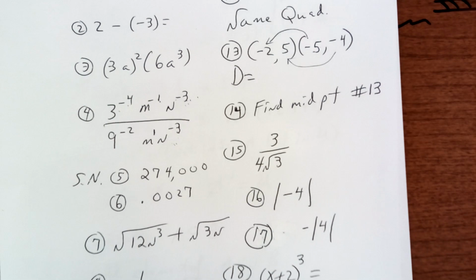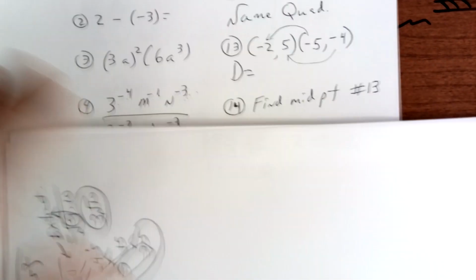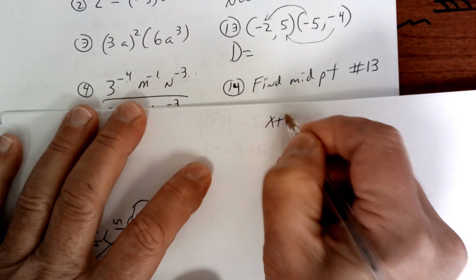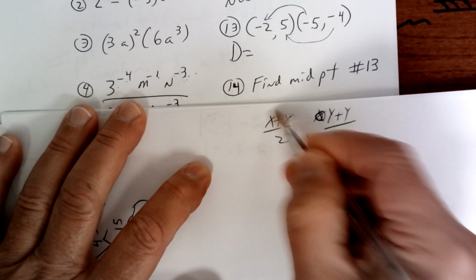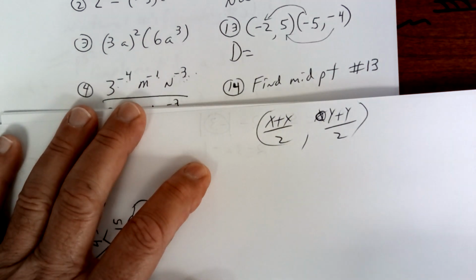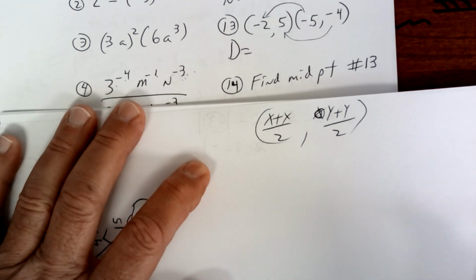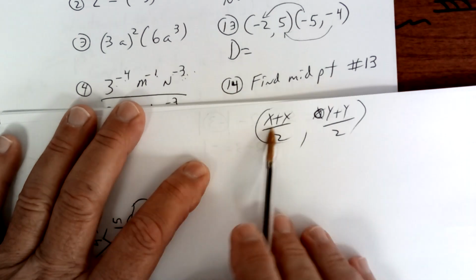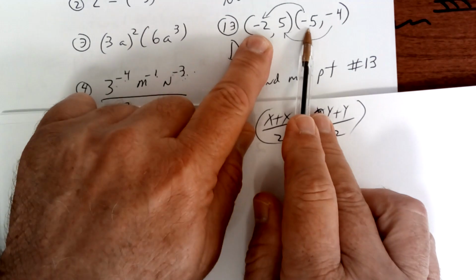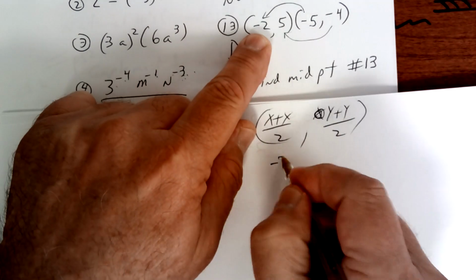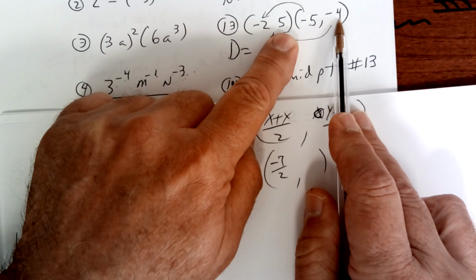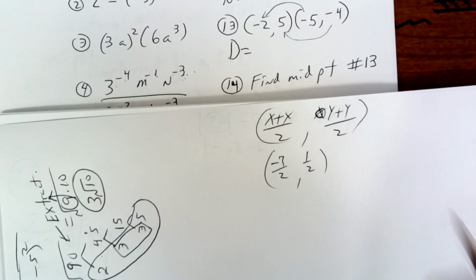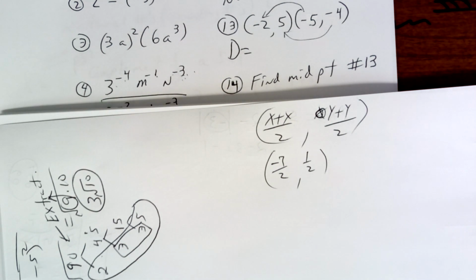Midpoint. Midpoint's real simple. All you do is add up your x's, divide by 2, add up your y's, and divide by 2. That's it. It's halfway. When you're buying something and someone says, meet me halfway, that means in the middle, right? Midpoint. So here I'm going to add up my x's. That gives me a negative 7 over 2. Here I'm going to add up my y's. That gives me 1 over 2. Any questions on midpoint?